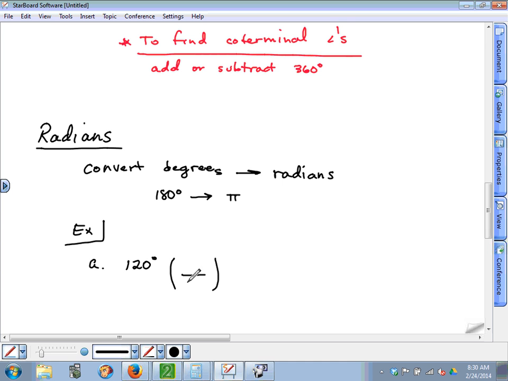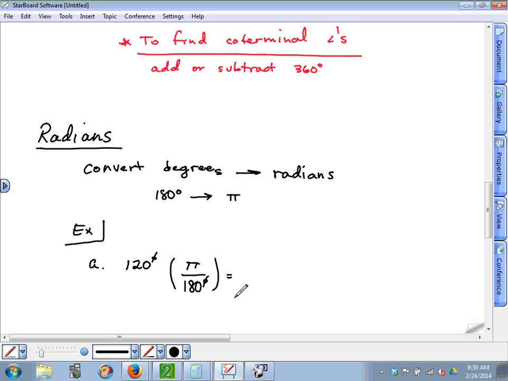Inside, but where? Why on the bottom? So the degree symbols cancel. But what's 180 degrees the same as? 1 pi, so I have to put the pi symbol up here in the top. So when you're going from degrees to radians, you put pi over 180. So the degree symbols cancel.